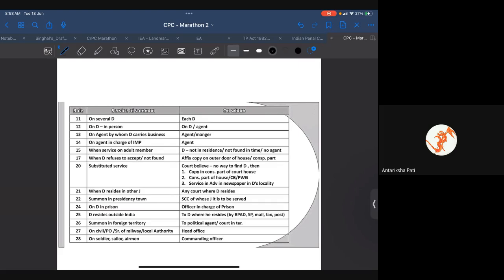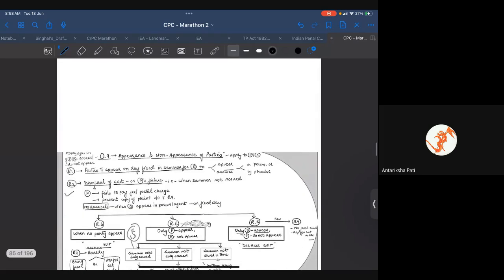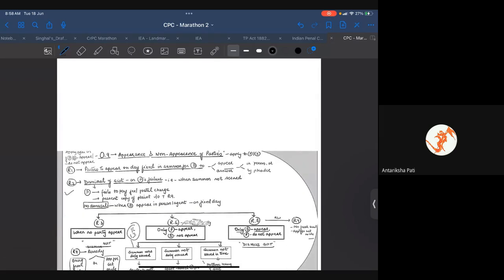If the summons is to be served on civil public officers, or the secretary of a railway or local authority, then it goes to the head office. On a soldier, sailor or airman, it should be served to the commanding officer. Okay. Now coming to appearance and non-appearance of parties, Order 9 applies to both plaintiff and defendant. So if they do not appear, then accordingly some steps can be taken.